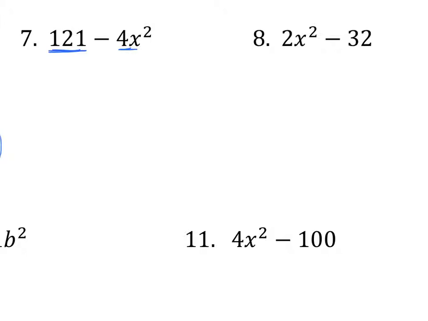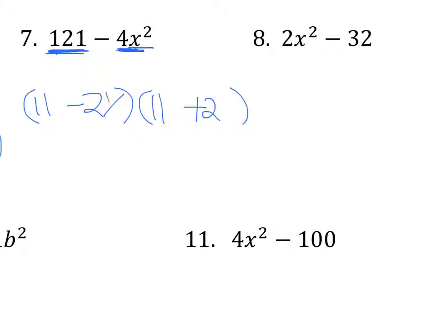So when I factor this, I'm going to put a minus and I'm going to put a plus. Then let's see here, I'm going in order. 11 times 11 is 121. That's going to be the first term. Here, it's going to be 2. 2 times 2 is 4, but don't forget this x. So it's 2x in each. So 11 minus 2x, 11 plus 2x. And that's what it factors to. Okay, let's look at 8.